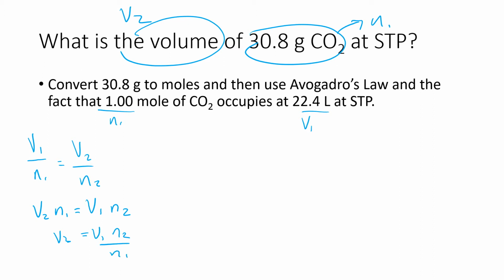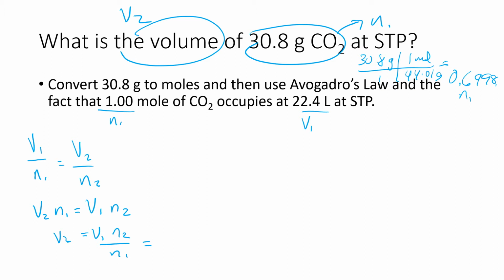Okay, so let's do this really quick to solve for N1, which I haven't done yet. Your molar mass is 12.01 plus 2 times 16. So my number of moles of CO2 is going to be 30.8 grams, then it's 44.01 grams on the bottom, and that equals 1 mole of CO2. 30.8 divided by 44.01 equals 0.6998... So this is my N1.